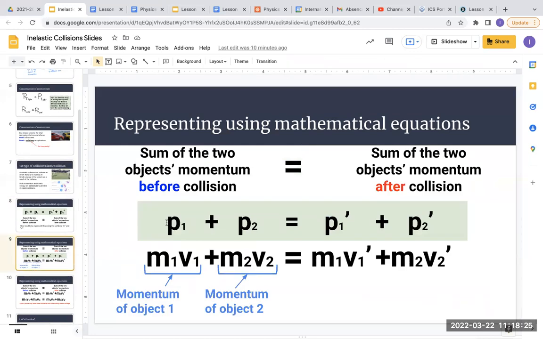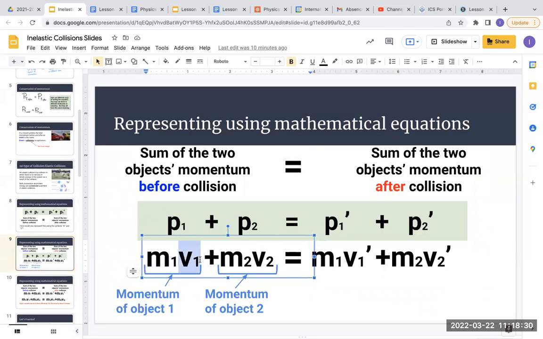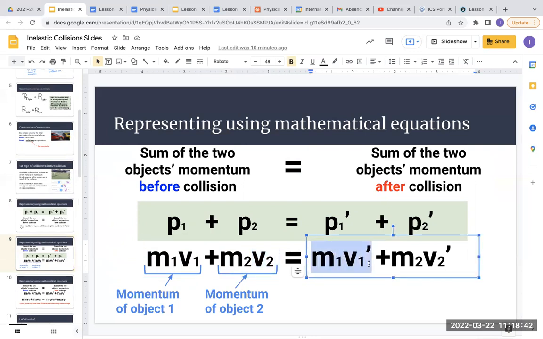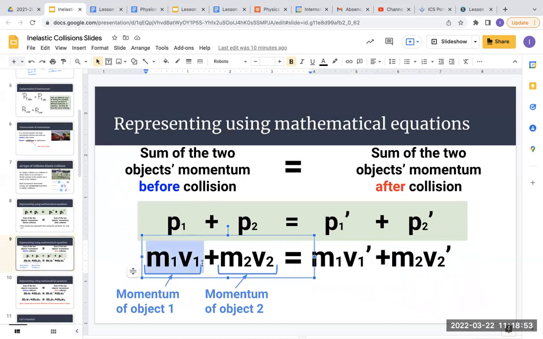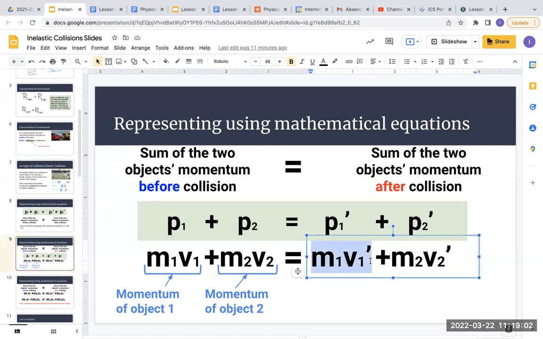Okay, this is how you do it. Momentum one, you can expand it to mass of object one and velocity of object one, plus mass of object two and velocity of object two, would be equal to mass of object one and velocity of object one after collision, plus mass of object two and velocity of object two after collision. So this basically is your p1, momentum of object one before collision. This is your momentum of object two before collision. Momentum object one after, momentum object two after.